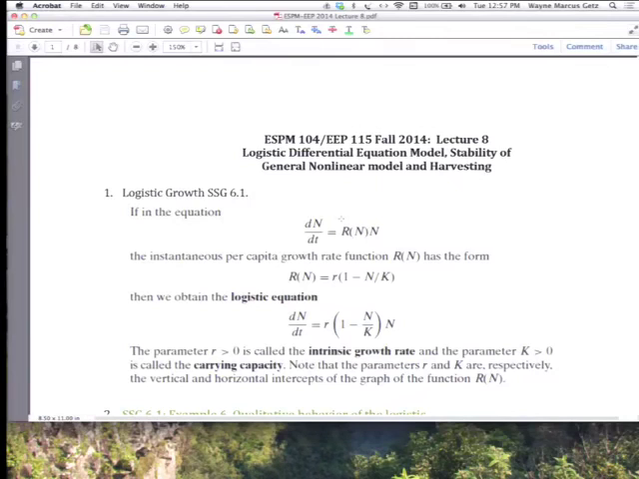Okay, so let's say we start out at N0, which is rather small, over here.